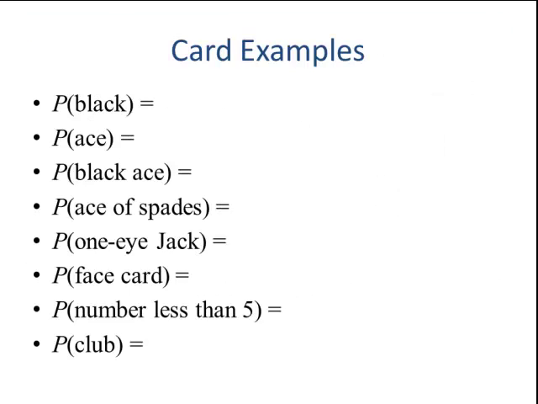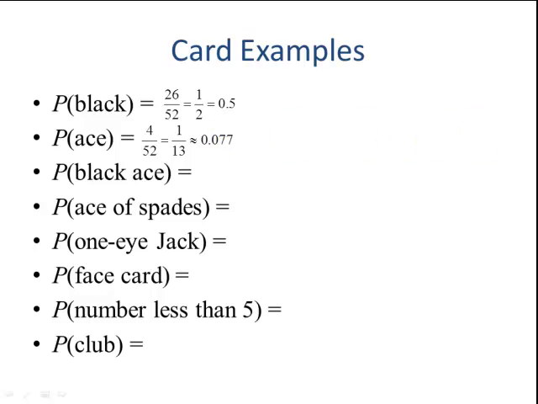Let's look at some card examples. If we take the event drawing one card from a standard deck of 52 cards, what is the probability that the card will be black? Now we don't have to perform the experiment. We know that there's 26 black out of 52 cards, and that reduces to 1/2. If we look at the number of aces, there are 4 aces, so 4 out of 52 reduces to 1 out of 13, or 0.077.